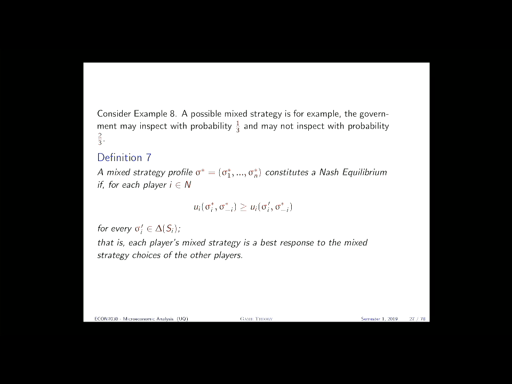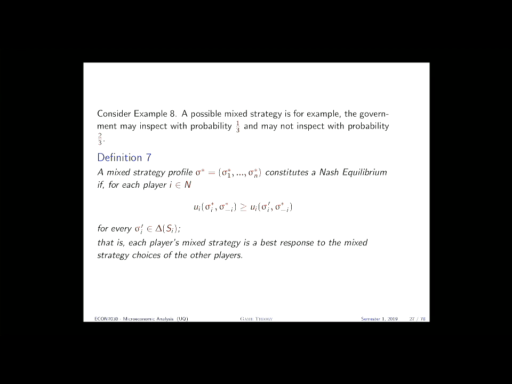Definition 7 is where we find Nash equilibrium in mixed strategies. A mixed strategy profile sigma star constitutes a Nash equilibrium if, for each player i, the payoff of that particular mixed strategy, fixing the mixed strategies of other players, is at least as large as any other combination of probabilities. Okay? Again, this is a very general representation, but in problems there are easier ways to find them.